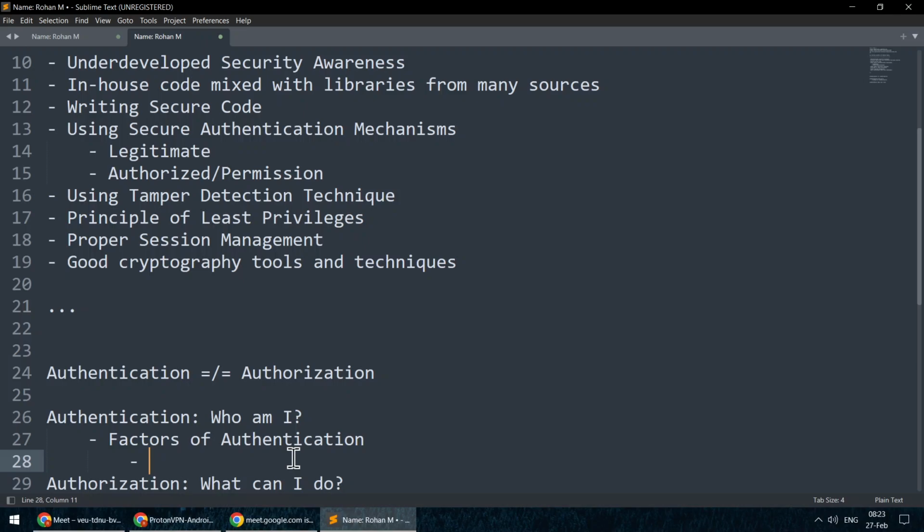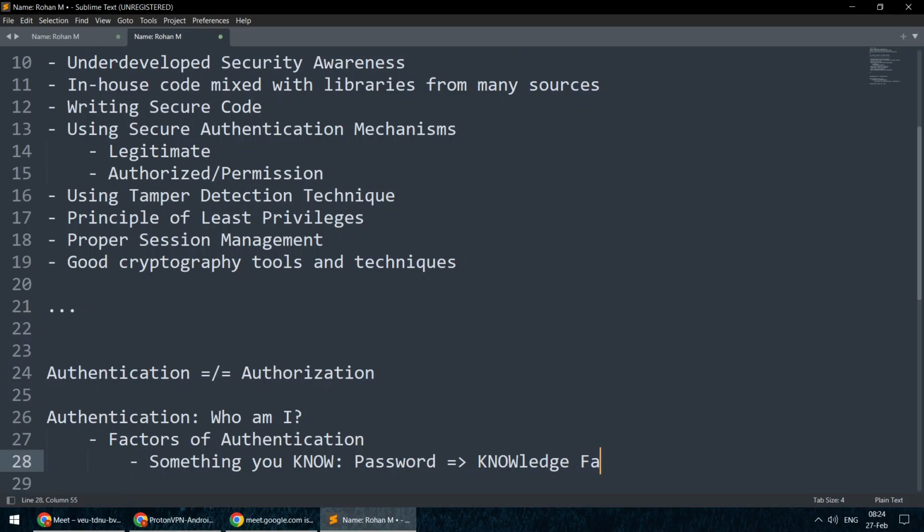According to the industry standards, we have got three factors of authentication. Factors mean how many hurdles you would have to pass. How many times would you have to tell the application that I am the legitimate user? There are three factors of authentication. Something you know, that is the password, something that you can remember, something that you have in your knowledge. Because this is something that you have in your knowledge, that is why we call it something you know. That is the knowledge factor.